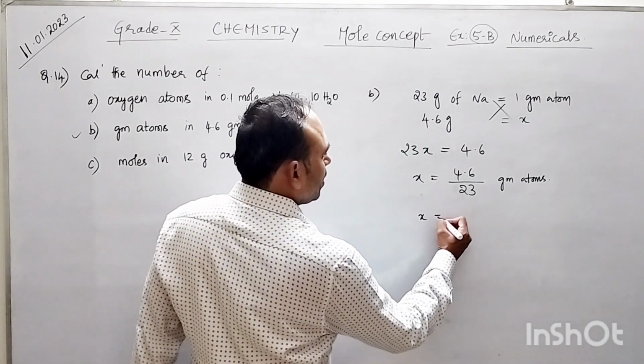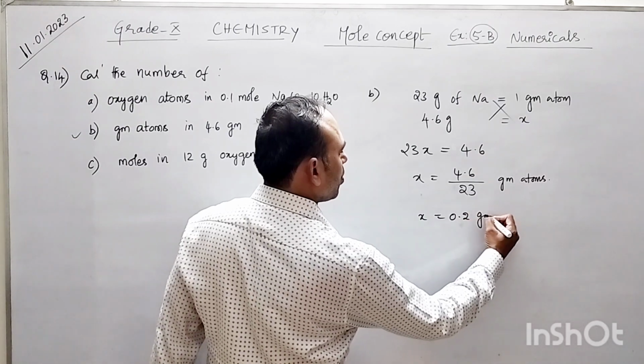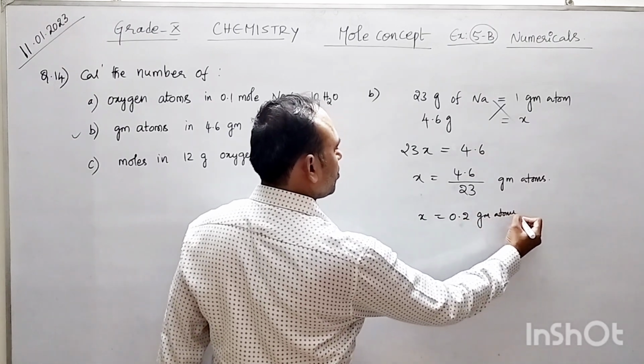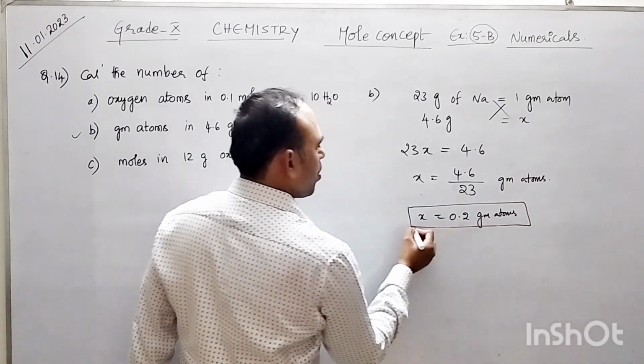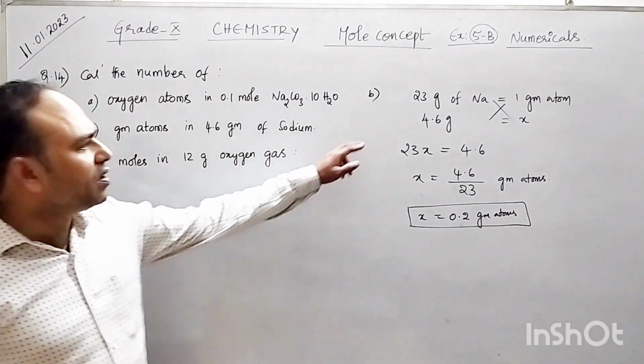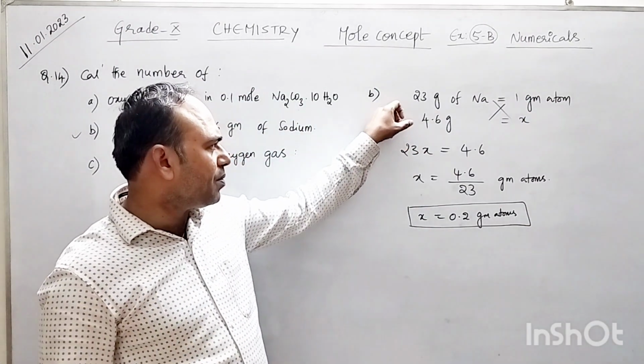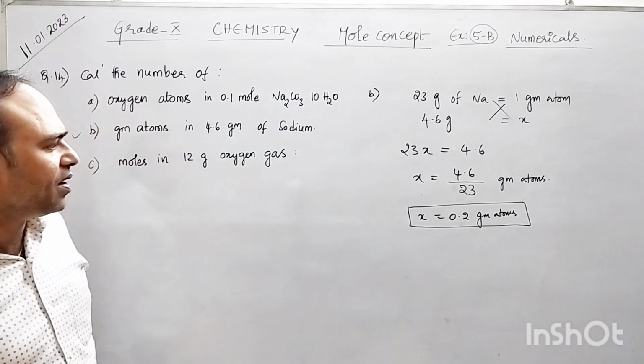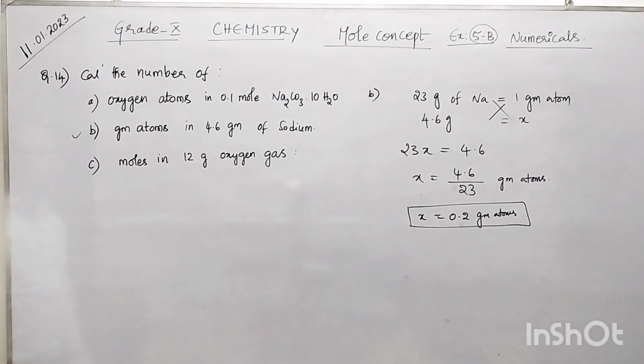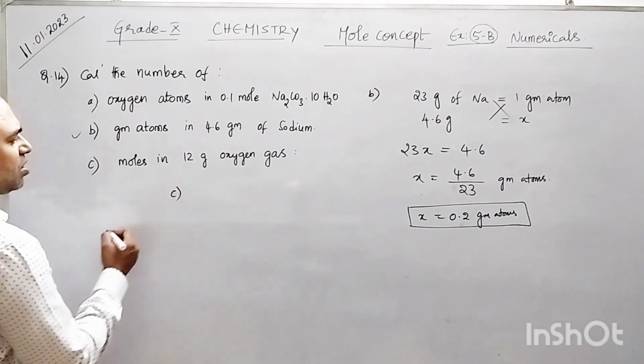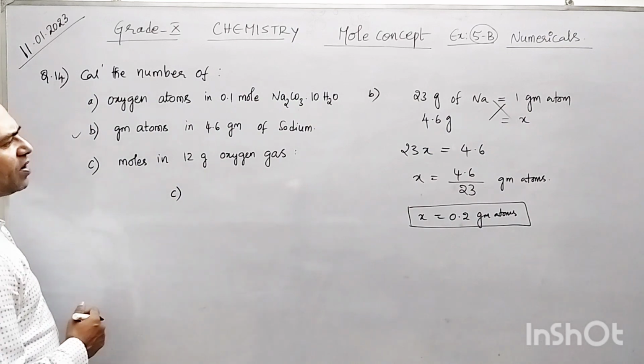Hope you have got 0.2 gram atoms. So very simple. If you take 23 grams, you have 1 gram atom, which means 4.6 grams will have only 0.2 gram atoms. Now question number 14c, moles in 12 gram oxygen gas.